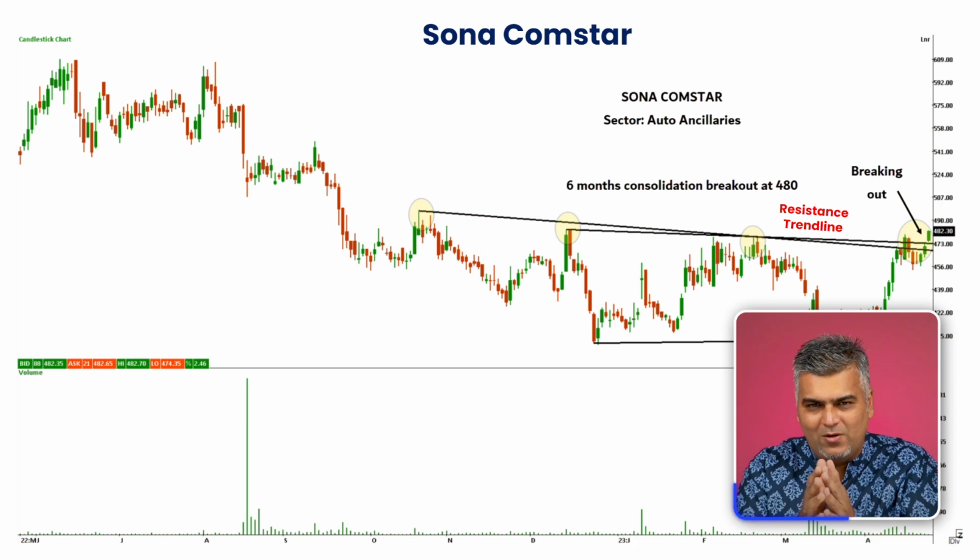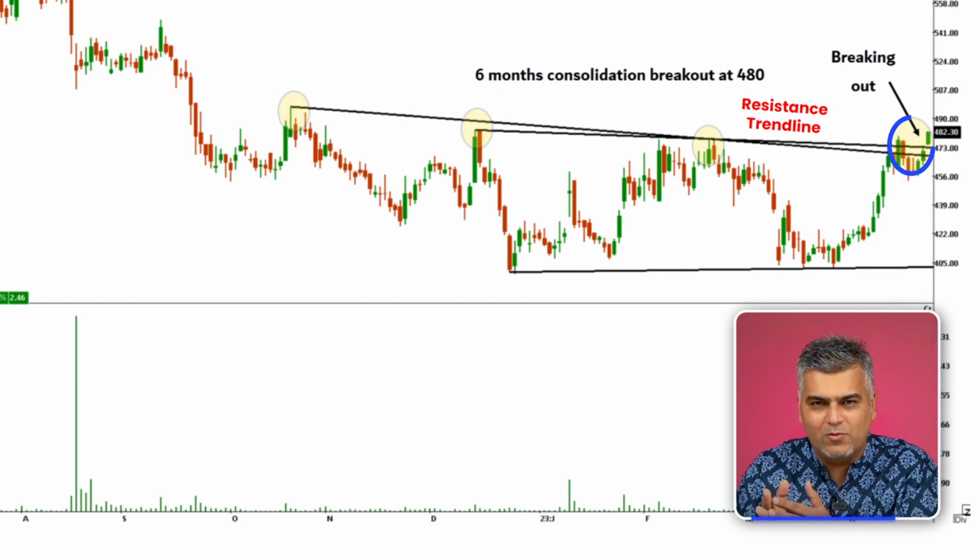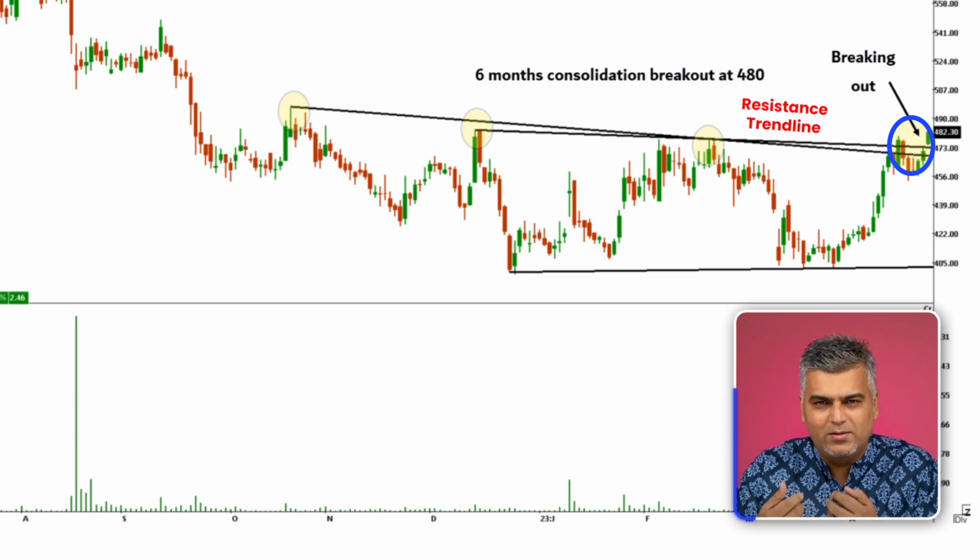Take another example of a sideways consolidation. This is Sona Comstar. If you see, there are 4 to 5 times the stock got resisted at the same area and now is trying to break out. So this is how you make trend lines and create positioning wherein you wait for the trend line breakout so that you can buy it on the breakout and get a good entry point. And then we'll further see how to use stop losses after such entry points.